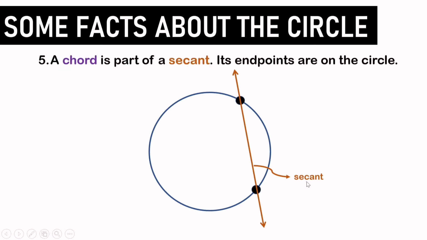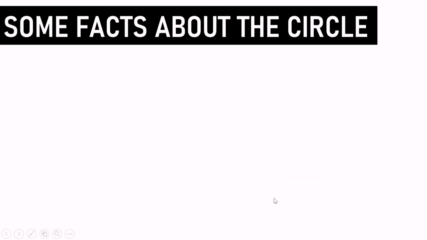Number 5, a chord is part of a secant. Its endpoints are on the circle. So, this is what we call a chord. It is part of the secant, see? It is a part of the secant. But it is not a secant because its endpoints stay inside the circle. It does not go out.